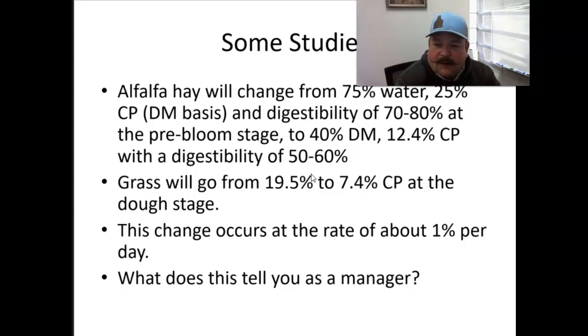It'll come up again. So yeah, just going from pre-bloom to a little bit of bloom, now all of a sudden, on a dry matter basis, our protein goes down to 12.4%. That is half. And the digestibility went from the 70s or deep into the 80s down to 50 or 60%. We see the same things with grass. If you're going to go out and cut some pretty immature grass, it'd go from 19.5% protein clear down to 7.4, more than half. So we just lost protein hand over fist there.